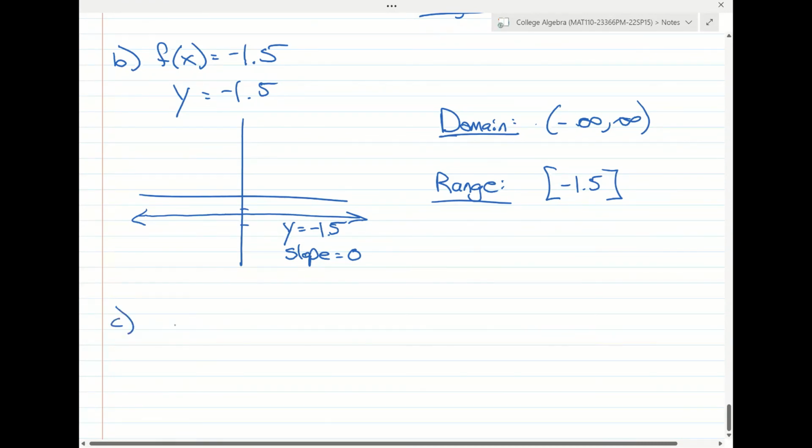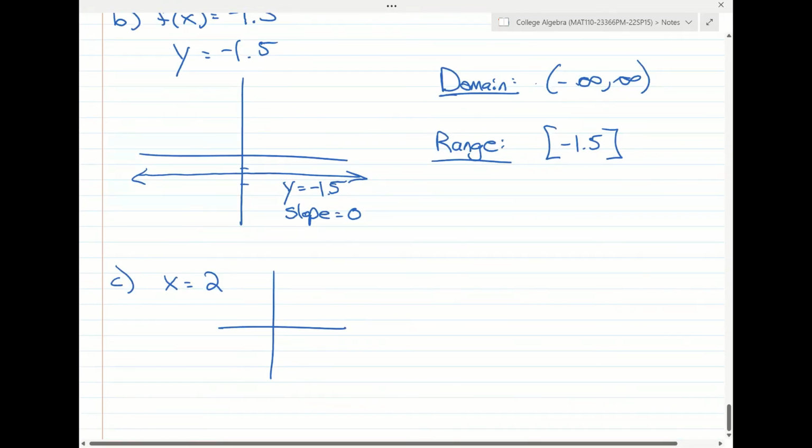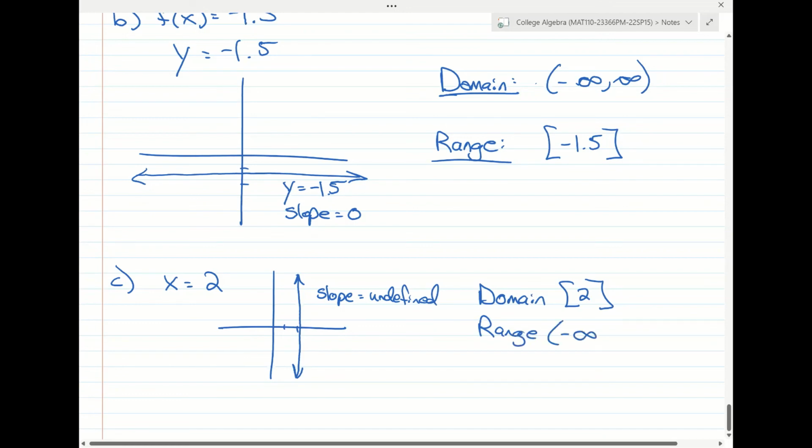We can try it like this. What if we had a problem where x is equal to 2? That's a vertical line. The slope here would be undefined. Anytime you have a vertical line, it's x equals, and the slope is undefined. We would say that the domain would just be 2. The range would be all real numbers, which we write negative infinity to positive infinity.